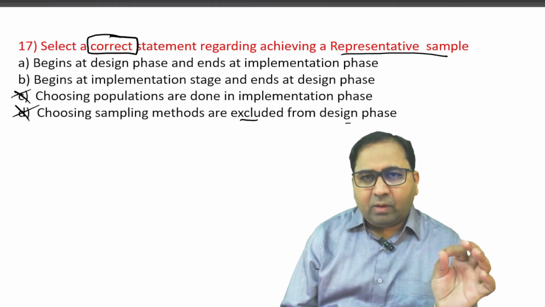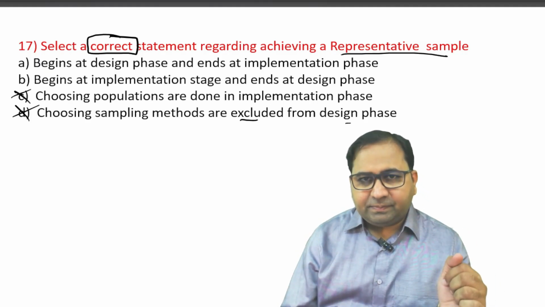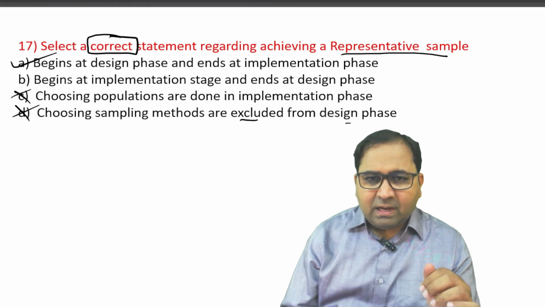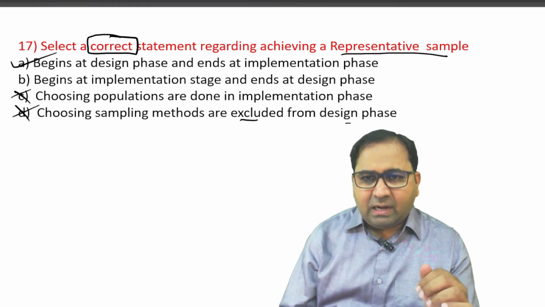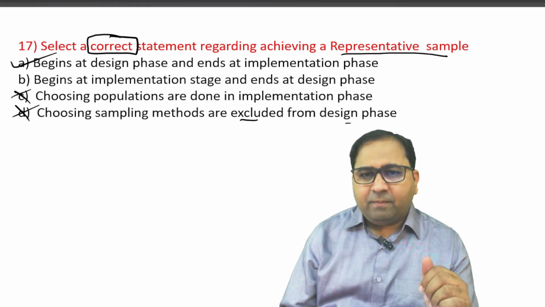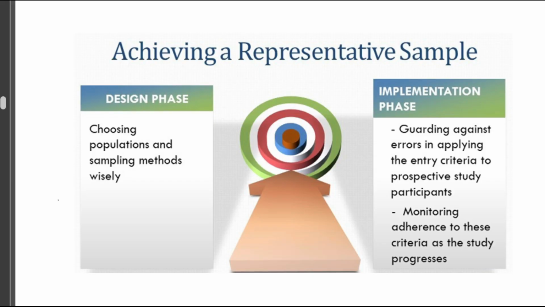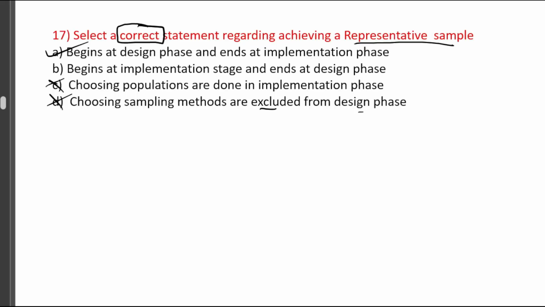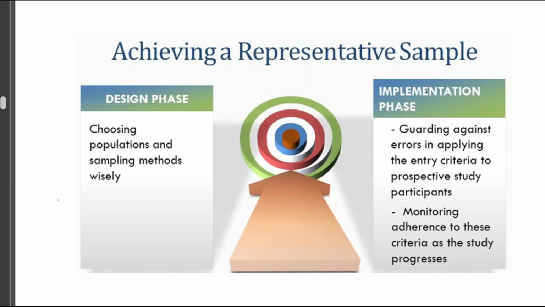Okay, so now the answer for this question is option A, that is it begins at the design phase and ends at the implementation phase. Now you see the chart over here. This chart is showing achieving a representative sample. It shows both the design phase and the implementation phase, and as the rule says, it begins at the design phase and ends at the implementation phase. It begins over here and ends over here. Please remember this point.